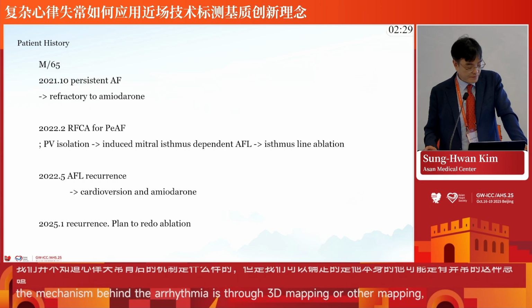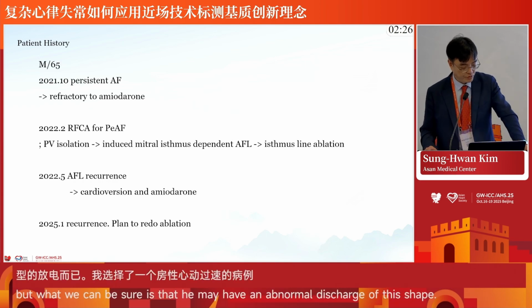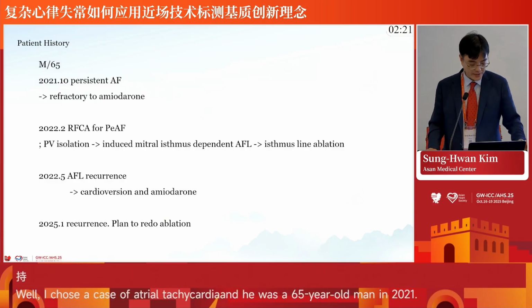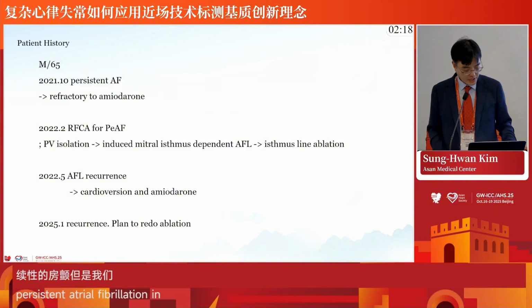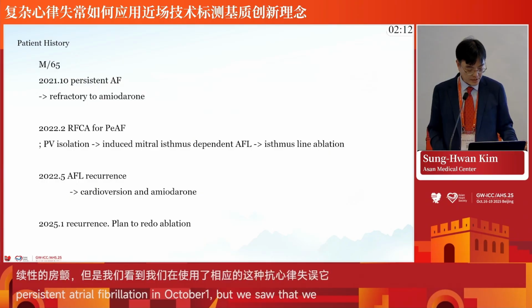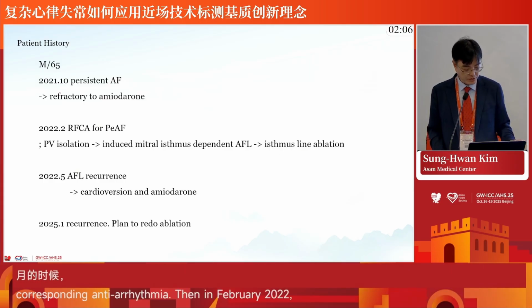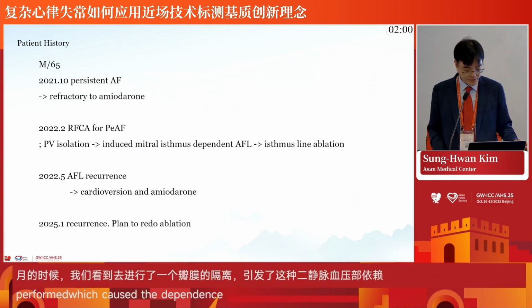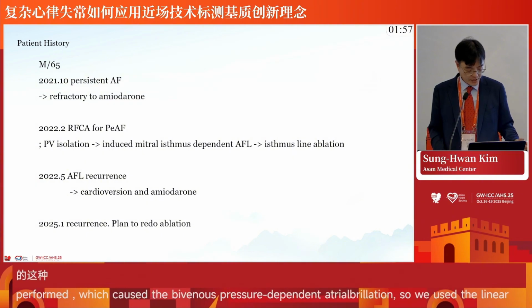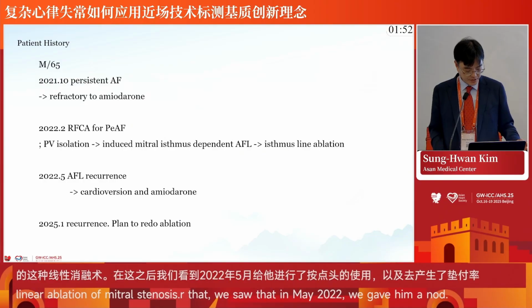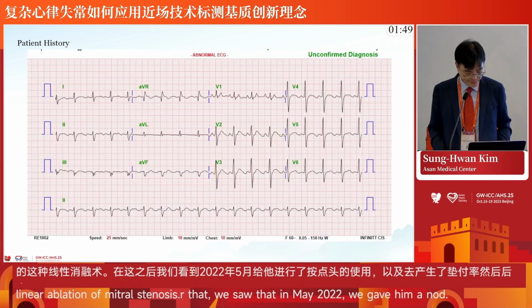He is 65 years old. In 2021, persistent atrial fibrillation was diagnosed. Unfortunately, it was refractory to amiodarone. In 2022, I tried catheter ablation for persistent atrial fibrillation. At the time, I did PV isolation and mitral isthmus line ablation. Unfortunately, a couple of months later, atrial flutter occurred, and I did cardioversion and amiodarone. However, recently atrial flutter recurred. I plan to redo ablation.